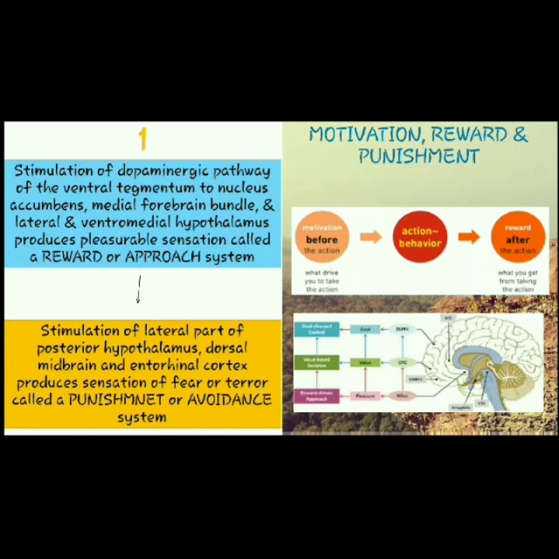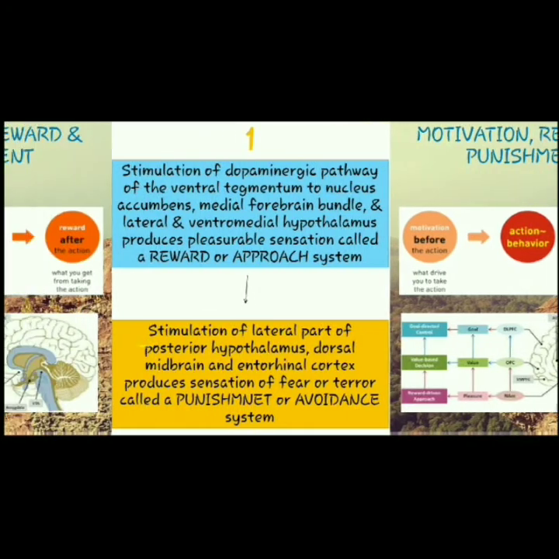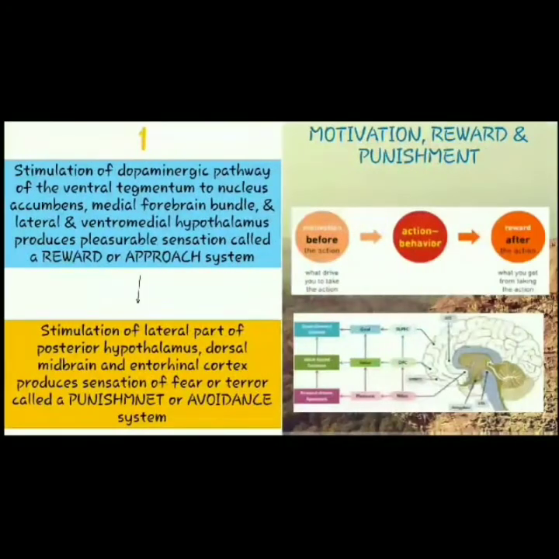Now, let us look at the second mechanism, your punishment or avoidance system. Here, there is stimulation of the lateral part of the posterior hypothalamus, the dorsal midbrain, and the entorhinal cortex. This in turn produces a sensation of fear or terror. This is called the punishment or avoidance system.